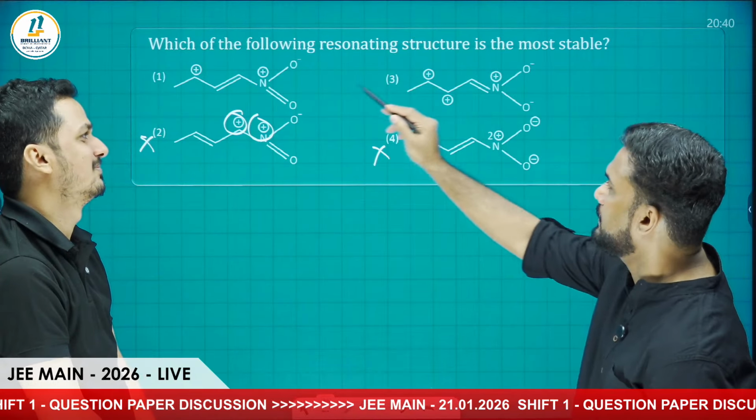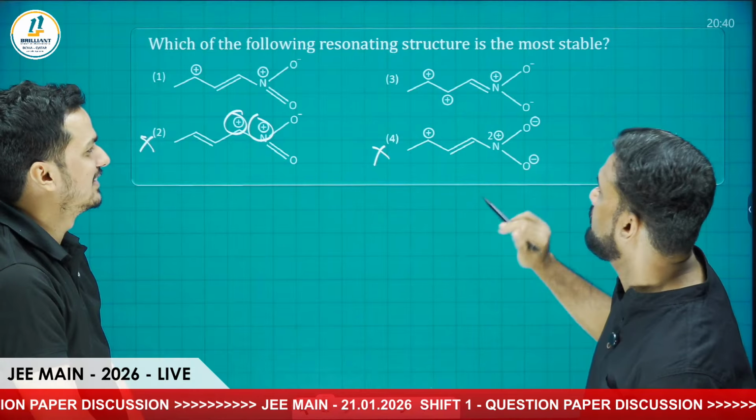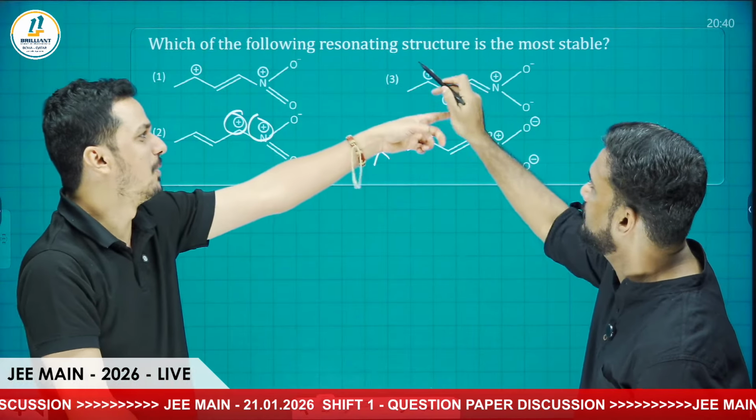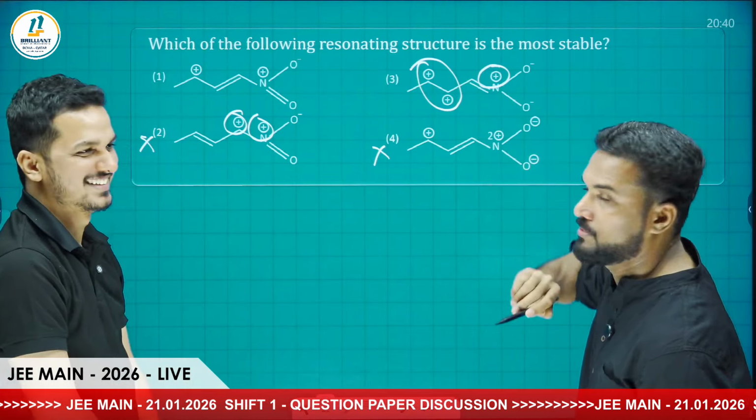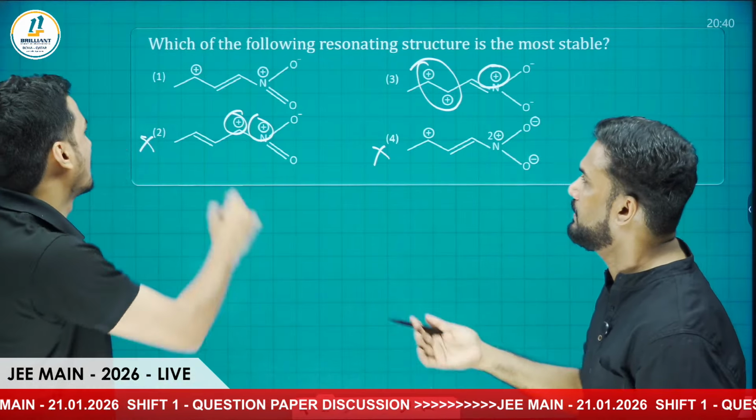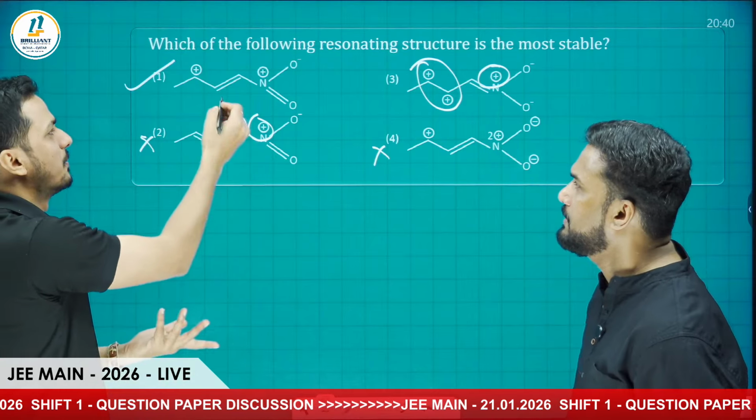Then here again these two. Among these, this one you can easily eliminate. In this case, here it is three positive charges. Here how many positive charges? That also is not possible. So here only the remaining possibility.